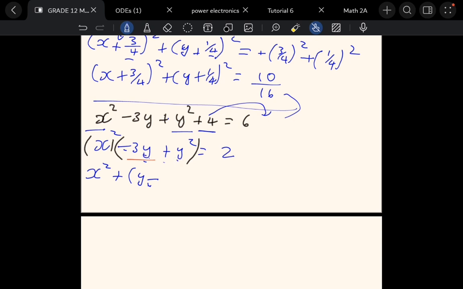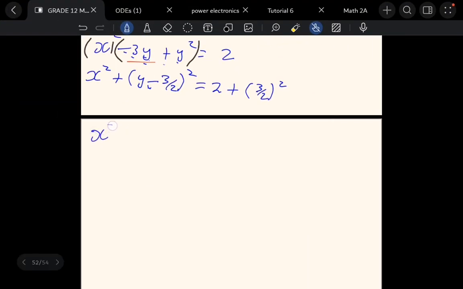Nice, and then multiply lo ngobani? 1 over 2 ngobani bani? 3 over 2 squared is equals to bani? U2 plus bani? 3 over 2 squared. And then your final answer is going to be x squared plus y minus 3 over 2 squared. Two plus 9 over 4 is equals to 17 over 4.